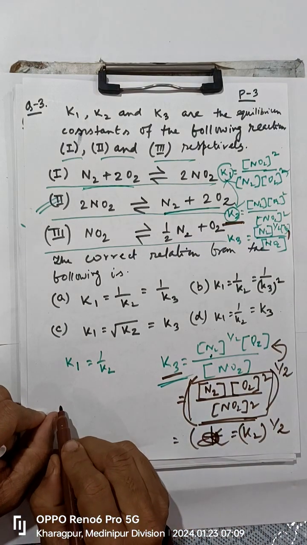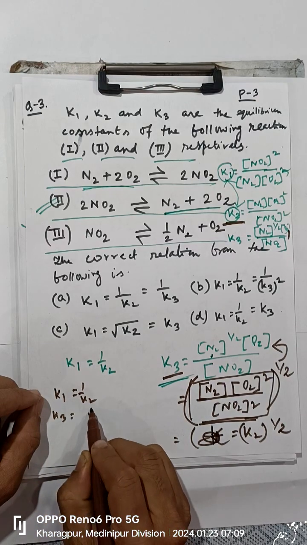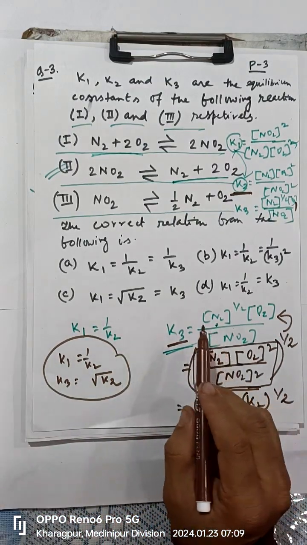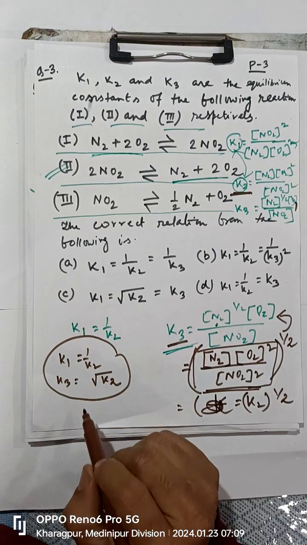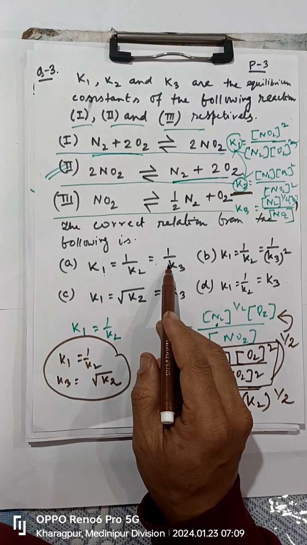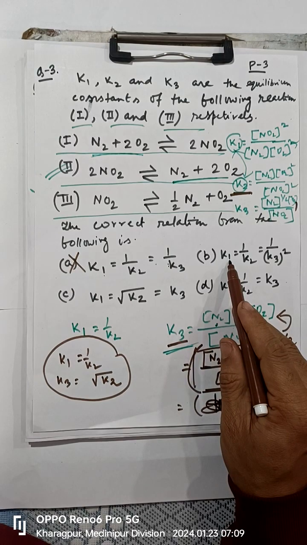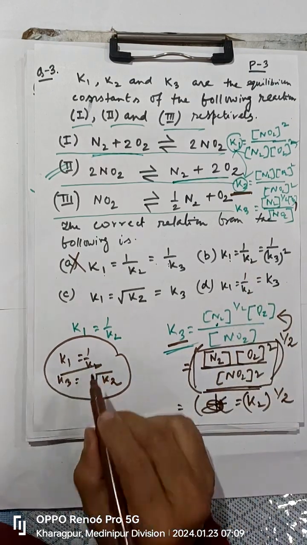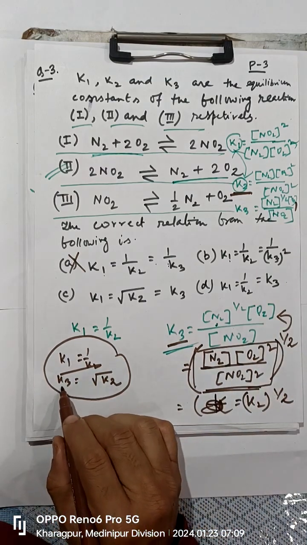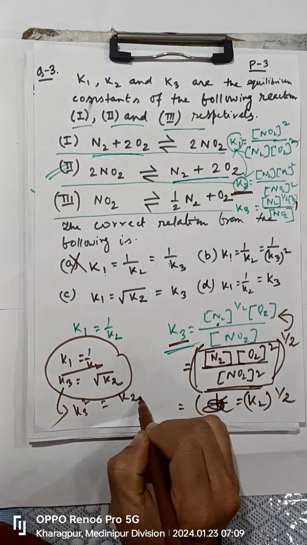So whatever we have found out here, K1 is equal to 1 by K2 and K3 is equal to root over K2. Now combining these two equations, you have to find the proper choice from A, B, C and D. In the first option, K1 is equal to 1 by K2 is equal to 1 by 3. So this is not correct. If you see here, K1 is equal to 1 by K2, this is okay, and is equal to 1 by K3 square. So if you see here, 1 by K3 square means K3 square is equal to K2.